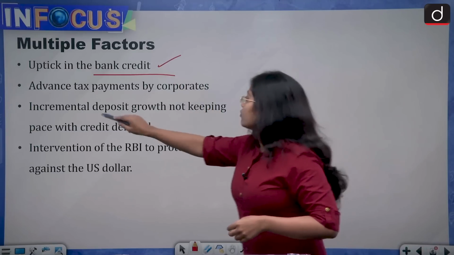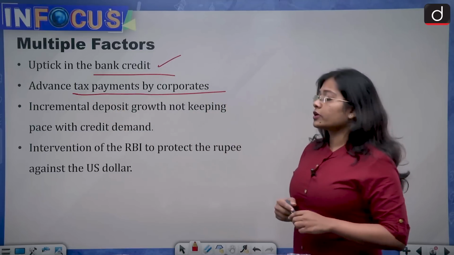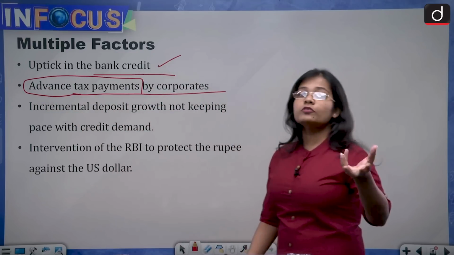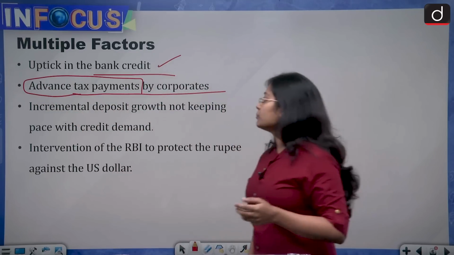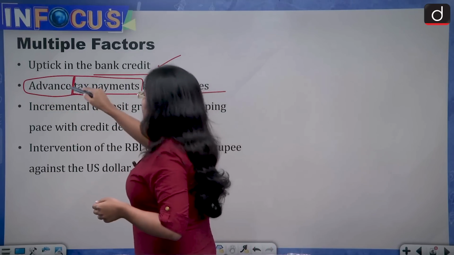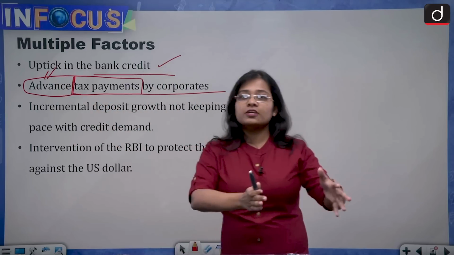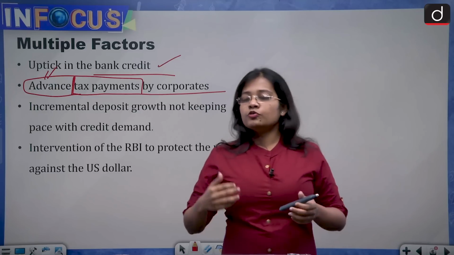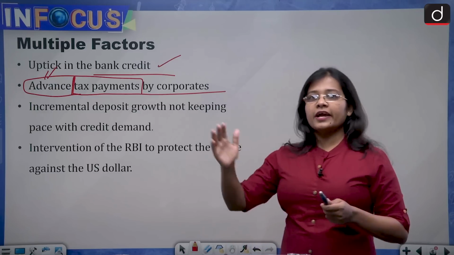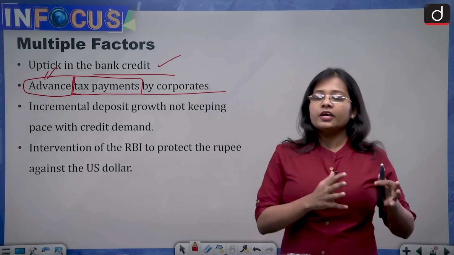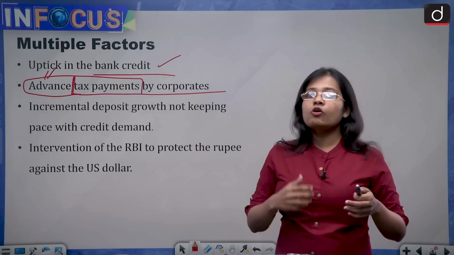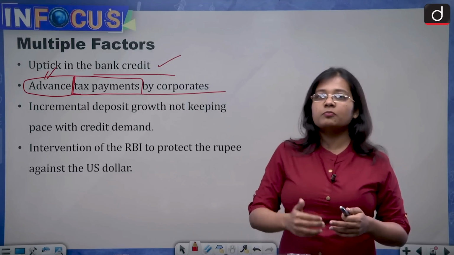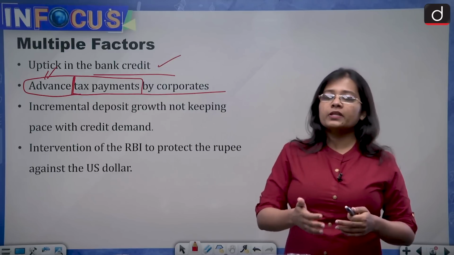And second is the advance tax payments by corporates. Okay, what is the meaning of advance tax payments? See, what is the meaning of the word advance? Advance means you do something in advance. It means before that date. Like for example, you have to pay the tax at the end of the year, while in some situations there are quarterly payments of taxes. So that is why you pay advance taxes before the date you pay the tax.